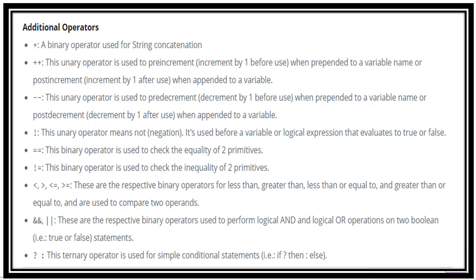And similarly, next, less than, greater than, less than or equal to, and greater than or equal to. These are the respective binary operators, and are used to compare two operands. Most probably we will be using these in looping statements, in for loops. And next one is &&, or.